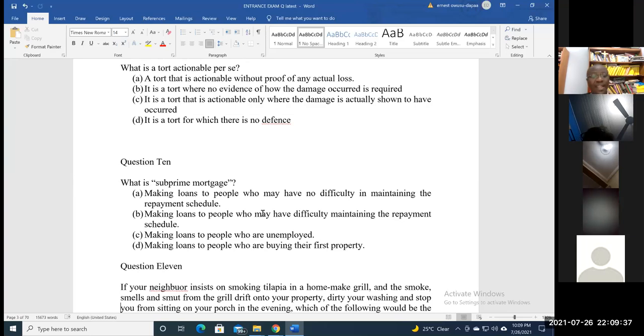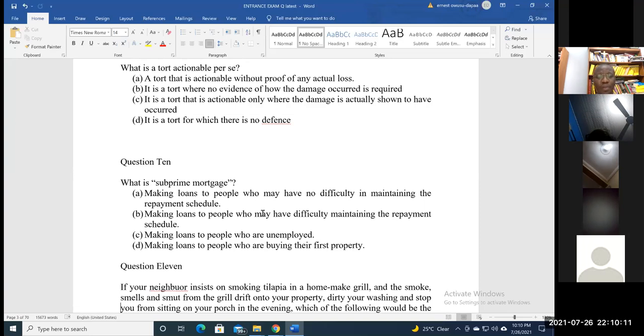So the takeaway is that subprime mortgage is for people who are at high risk of defaulting or of not being able to repay according to schedule. So let's go through the options and pick the right one. A, making loans to people who may have no difficulty in maintaining a repayment. Based upon the explanation from Investopedia, we could say that the answer is not A.